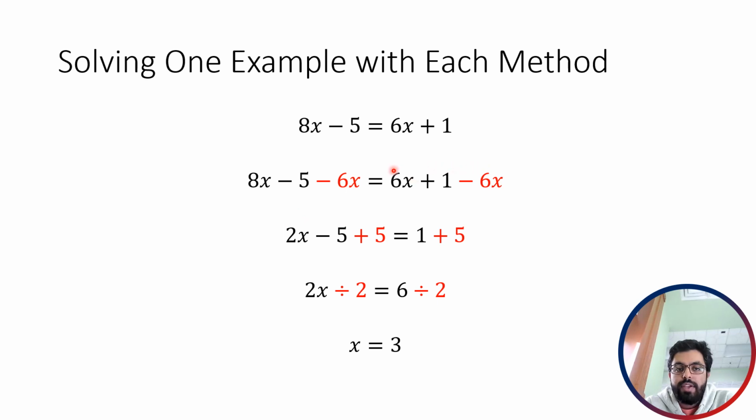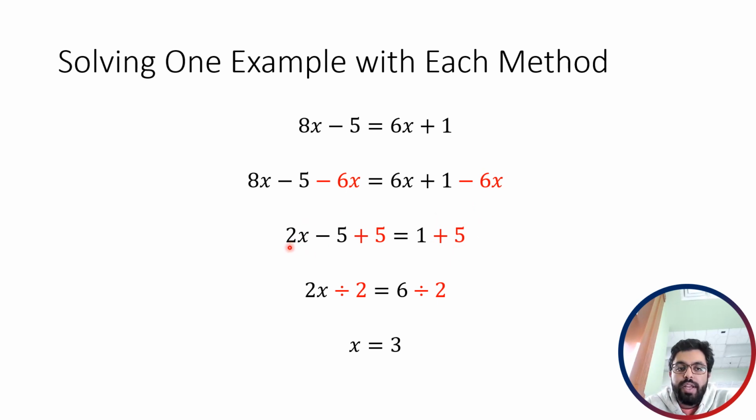And then on the right side, the 6x and the minus 6x just disappear, so we're left with just the 1. That's all the stuff in black. Then basically what we have is 2x minus 5 equals 1. And we want to get rid of this minus 5 because we've already got the x's all clumped together, but now we've got this pesky number sitting next to it. So we get rid of this minus 5 by adding 5 to this side. But of course, if we add 5 to this side, we have to add 5 to that side.